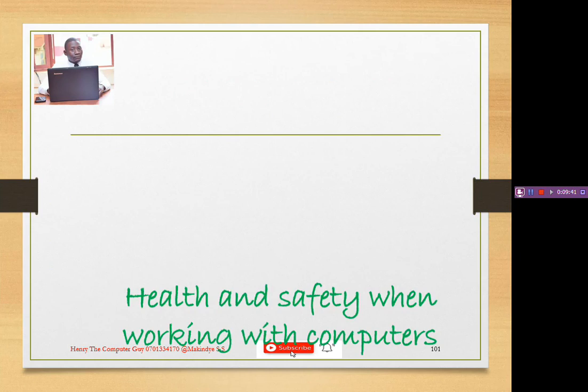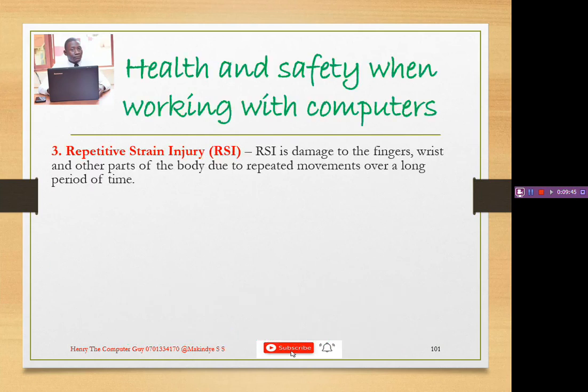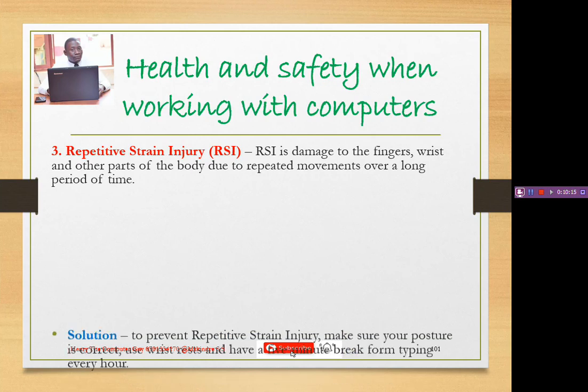And we are having another problem, which is the repetitive strain injury, which is termed as the RSI. RSI is damage to the fingers, the wrist, and other parts of the body due to repeated movements over a long period of time. You've been typing for the whole day. You expect pain in the wrist and the fingers. So if you do something repeatedly or for a long period of time, that task is going to cause what we call the repetitive strain injury.